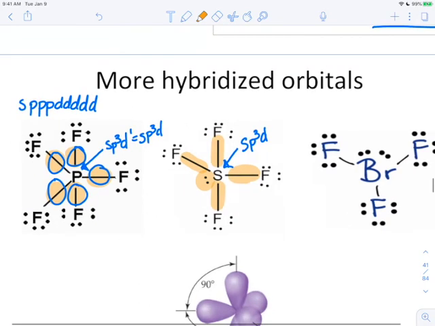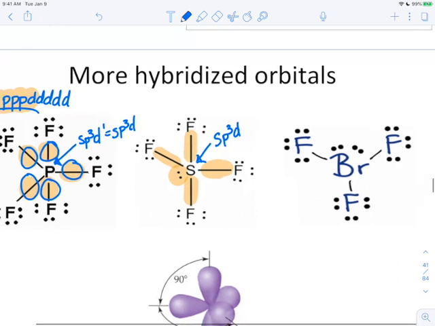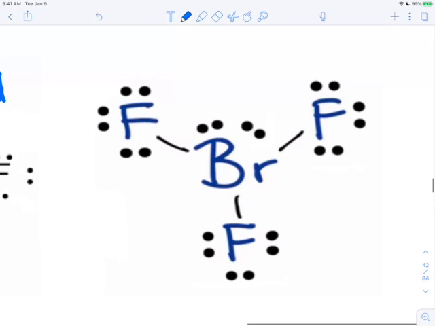So just like the one on the left, 1, 2, 3, 4, and 5. We take the first 5. So any questions about why this SF4 is going to be sp3d hybridized? All right, so now let's move on to this one, and let's go ahead and do this one together.